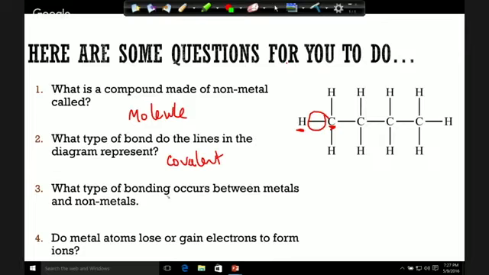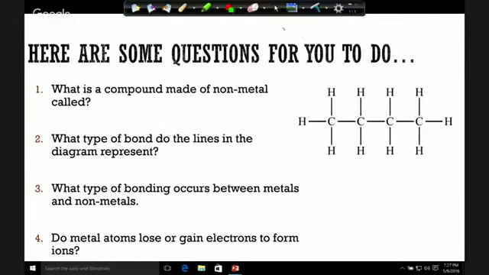What type of bonding occurs between metals and non-metals? That is ionic bonding. And do atoms lose or gain electrons to form ions? They lose electrons, and like I said before, that's because that's the easiest thing for it to do, to then have a full outer shell underneath. Okay, so very well done if you've got those correct.